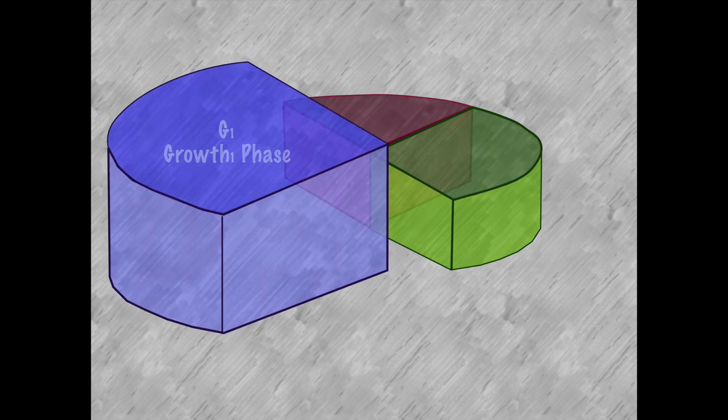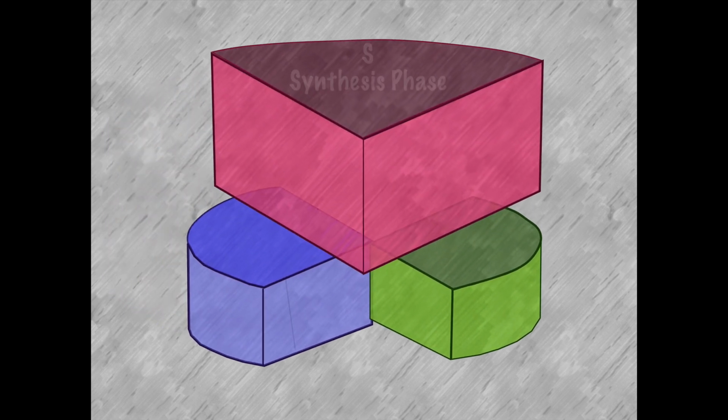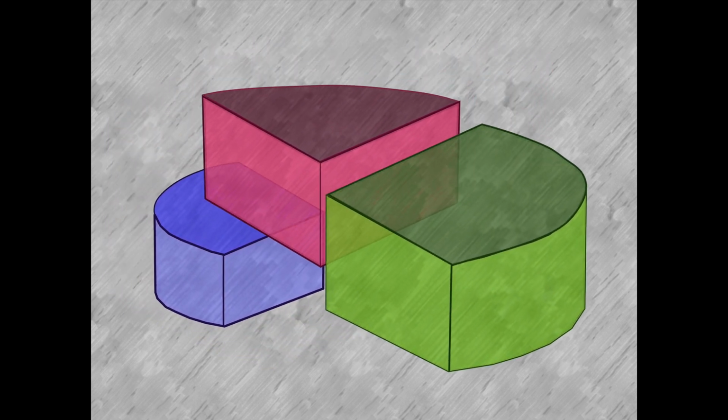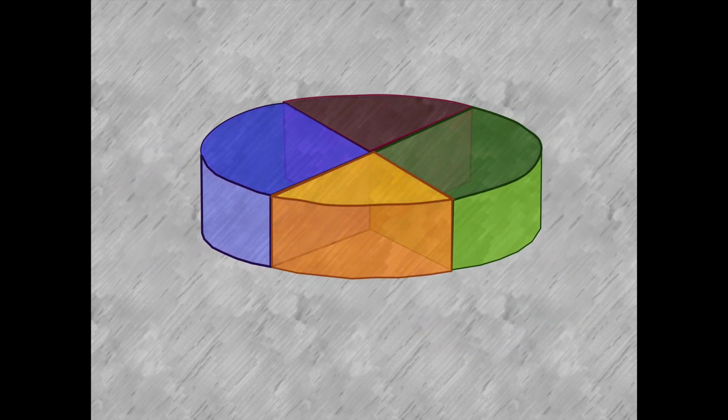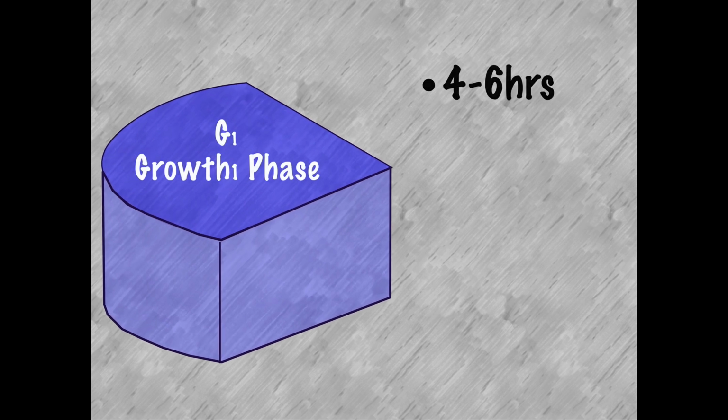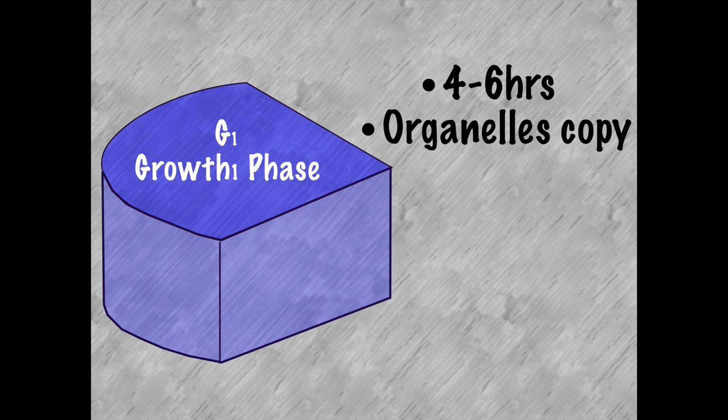The first being growth phase, you have synthesis, the S phase, and then you have G2, the growth phase, the second, if you will, which is very much related to the first. All right, so let's take a look at the G1 growth phase. This lasts about 4 to 6 hours. And in this phase, you have organelles that are being copied, duplicated. So you have endoplasmic reticulum, you have lysosomes, mitochondria that are being copied over.